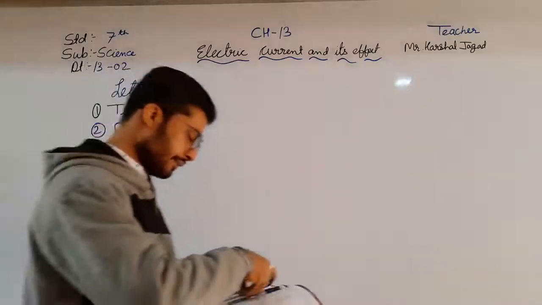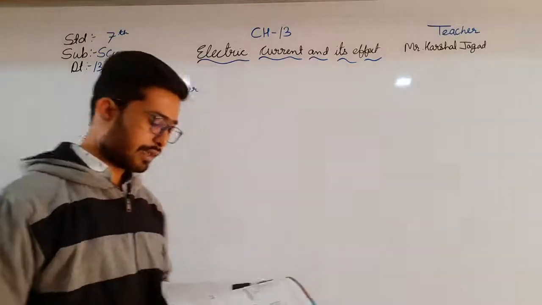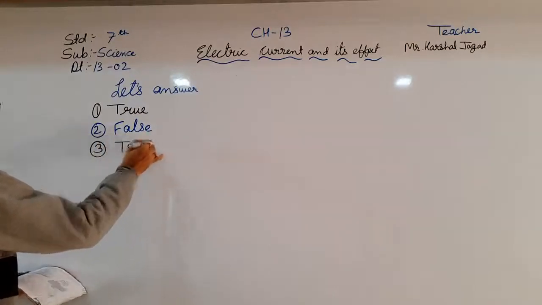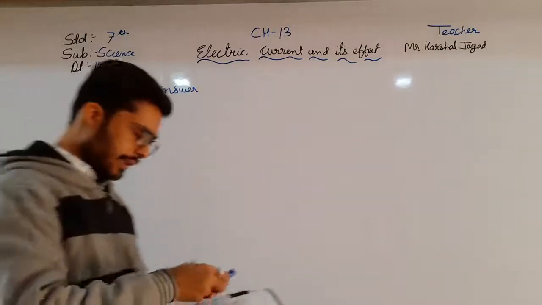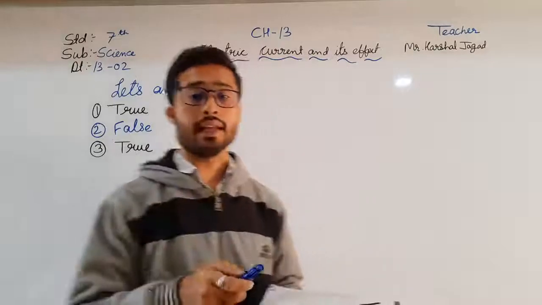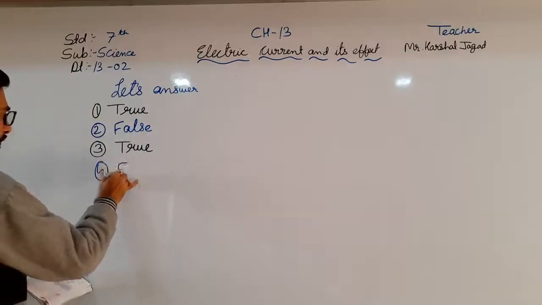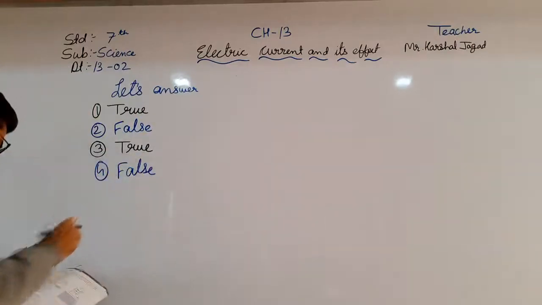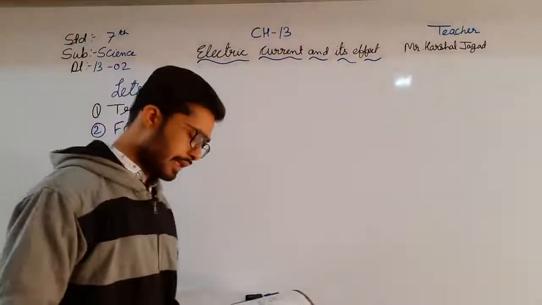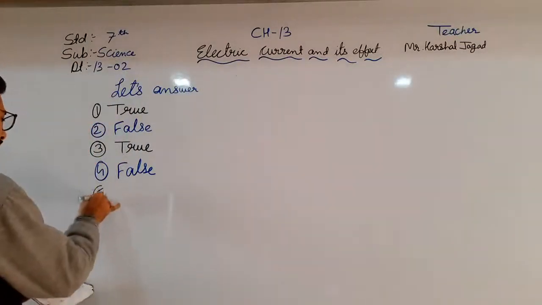Third one: an electric toaster works on the heating effect of the current. Yes, that is true. Fourth one: an electric fuse wire is made of a material of very high melting point. No, it is made of a material of very low melting point. Fourth one is false. Fifth one: an electromagnet retains its magnetic effect even when the electric current in it is switched off. That is false.